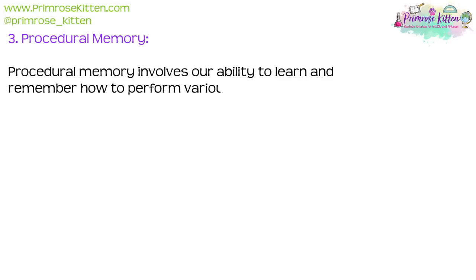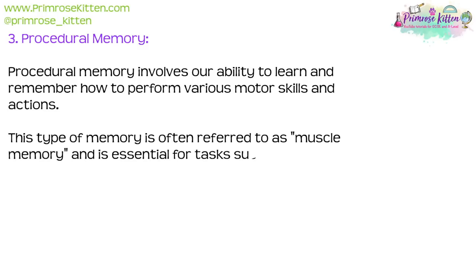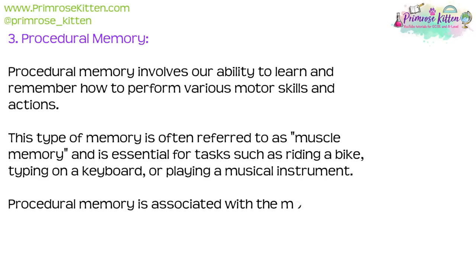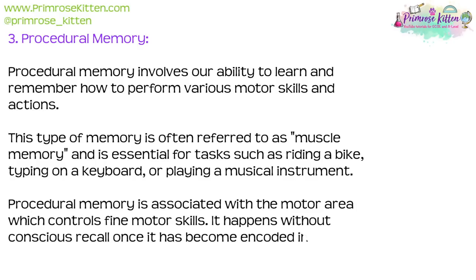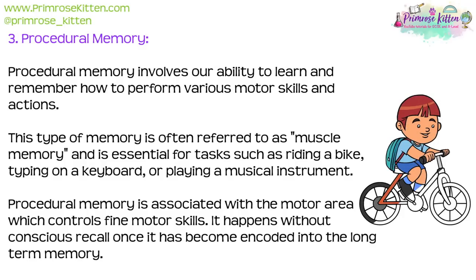Number 3, procedural memory. Procedural memory involves our ability to learn and remember how to perform various motor skills and actions. This type of memory is often referred to as muscle memory, and is essential for tasks such as riding a bike, typing on a keyboard, or playing a musical instrument. Procedural memory is associated with the motor area, which controls fine motor skills. It happens without conscious recall once it has become encoded into the long-term memory.